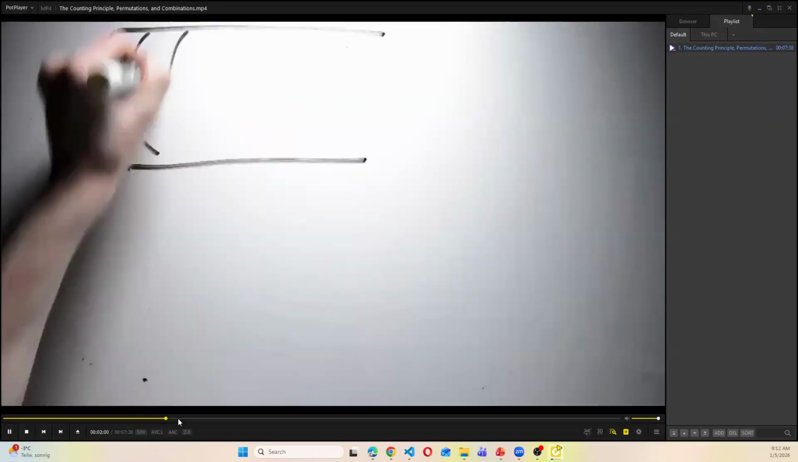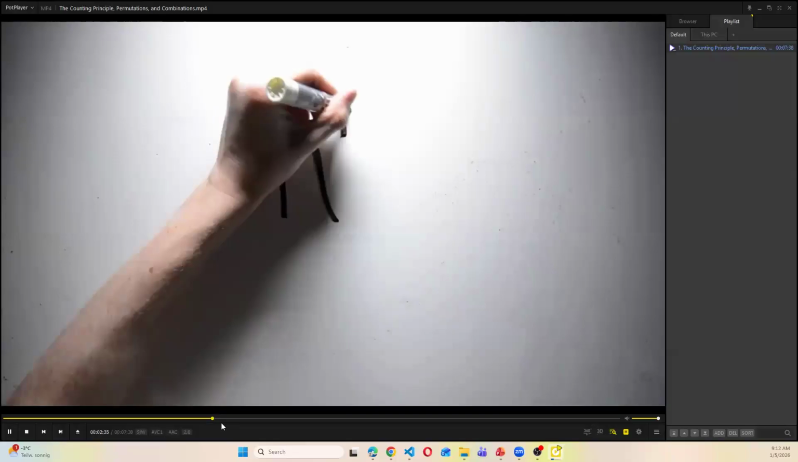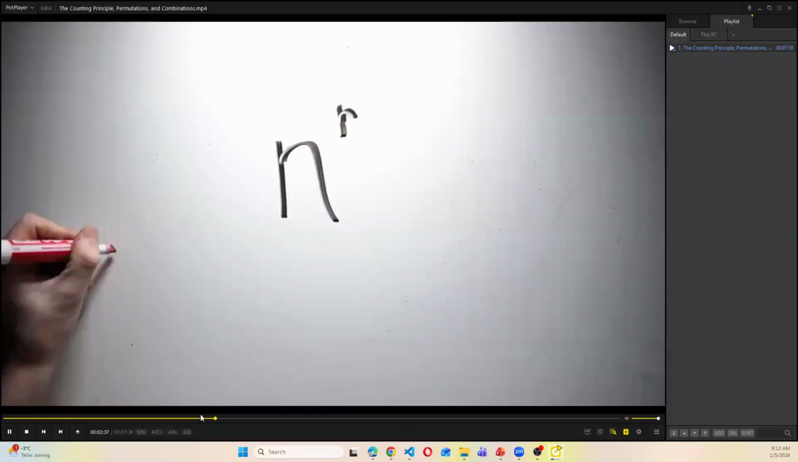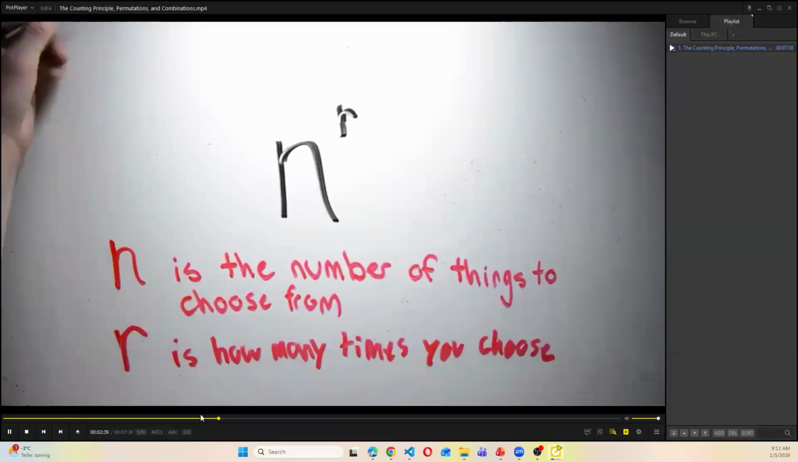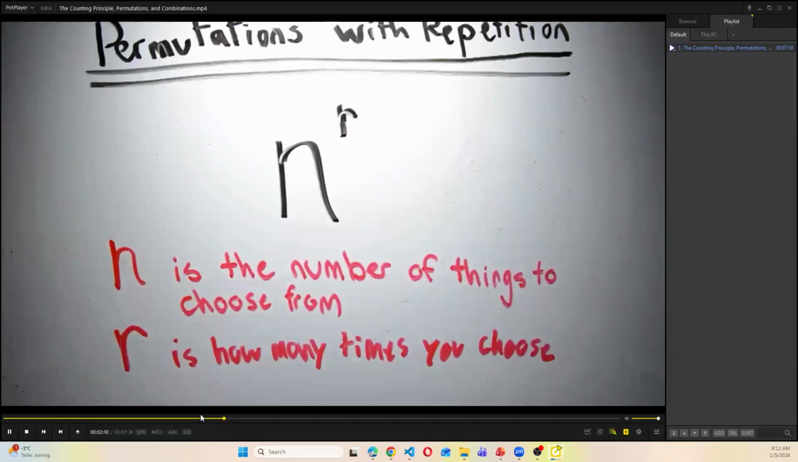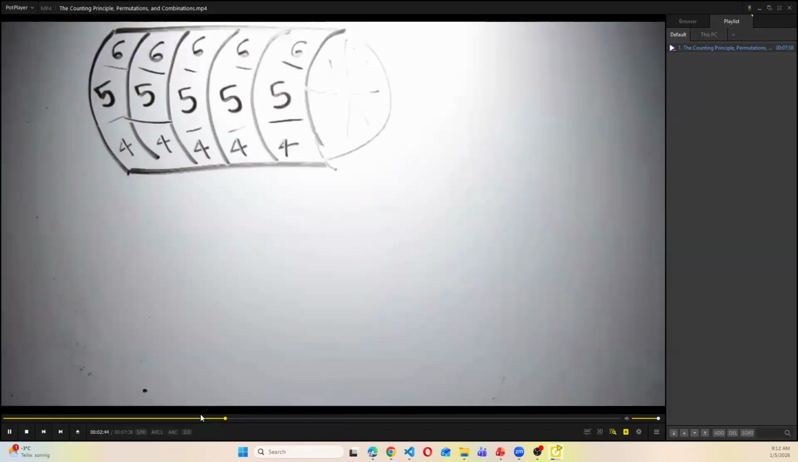If we have 10 different numbers, which is x, but this has a formula with variables. N is the number of things to choose from, and R is how many times you can choose. This is called a permutation, specifically a permutation with repetition. It has repetition because, like in the lock example, we're able to choose the same number more than once.